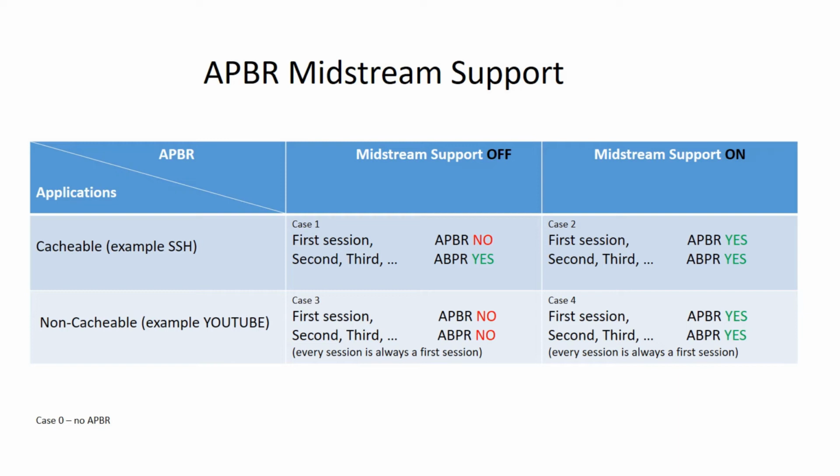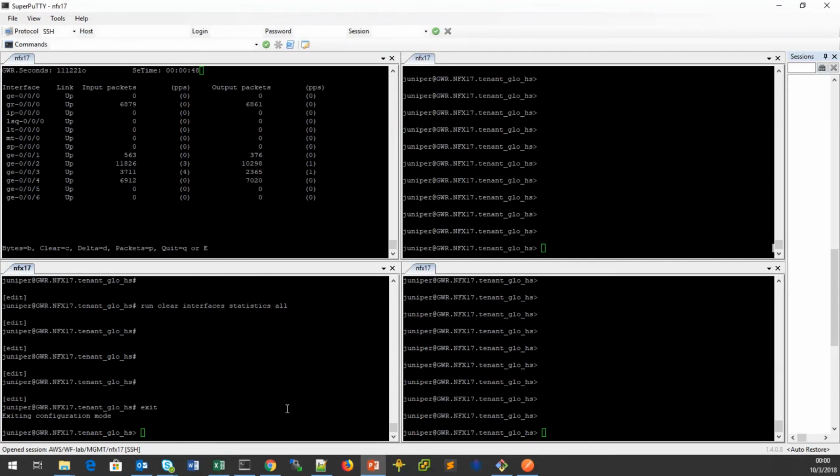So the system has to recognize the application, and once the application is recognized, then APBR can be applied. So although I put in these two quadrants first, second, and third session, just to make them equal with the cacheable example, for case number 3 and case number 4, actually every session is always the first session. So once we know that, let's go to our screen.